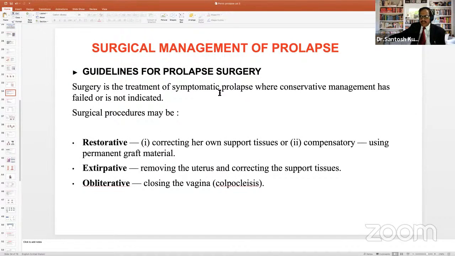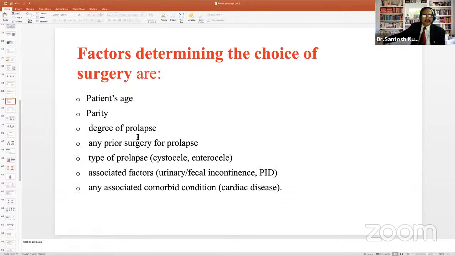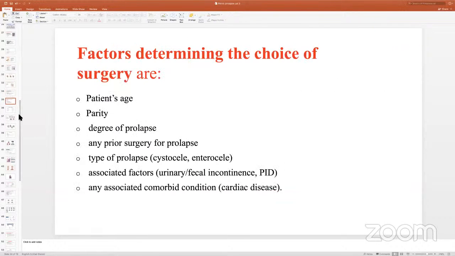If any question comes in between, I will be happy to answer. Dr. Santosh, we'll have question and answer after your talk. Whatever questions are there will be taken then. Okay.